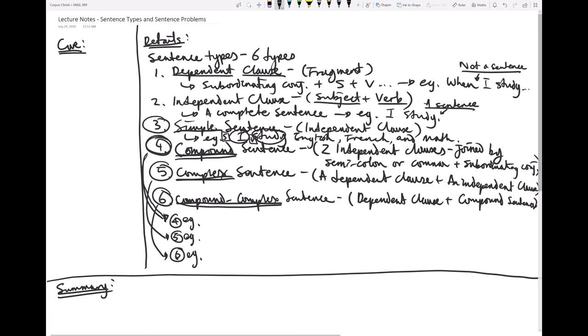So I need two independent clauses here. So let's say I eat apples and I eat bananas too. Or I eat apples, semicolon, I also eat bananas.